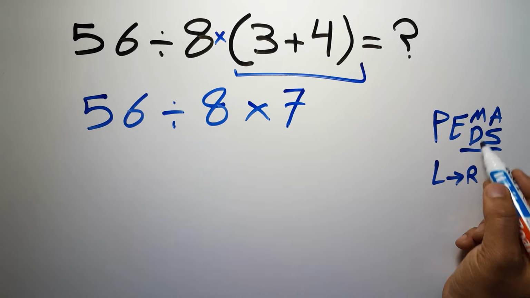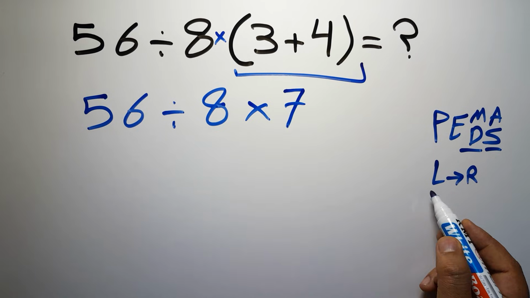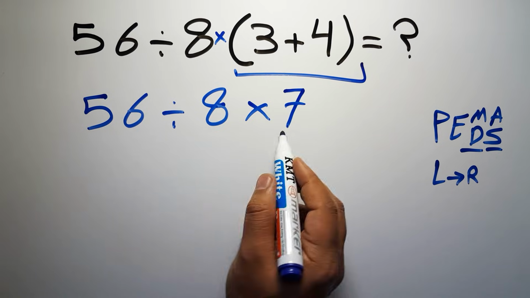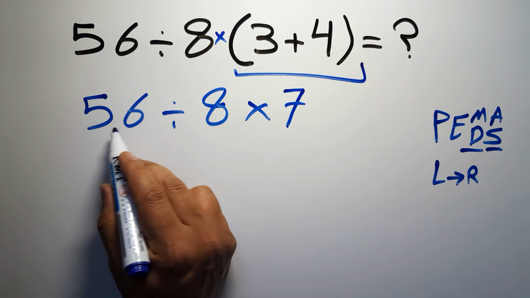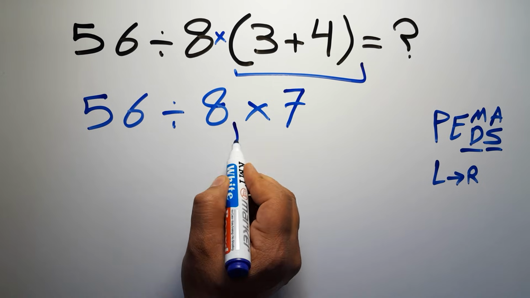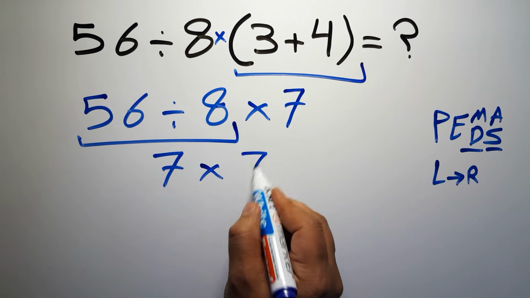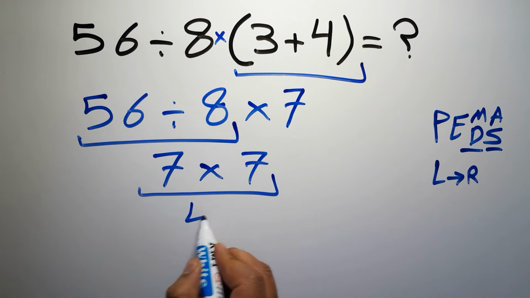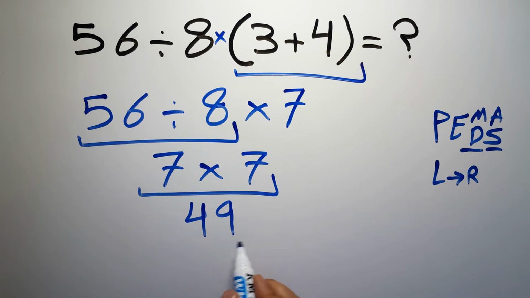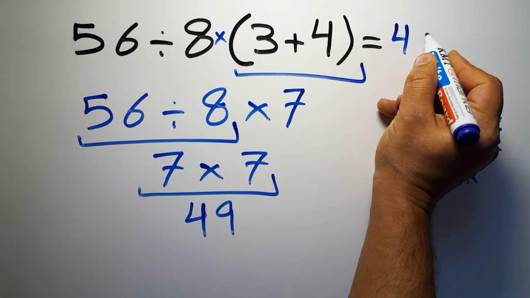As I said, multiplication and division have equal priority and we have to work from left to right. So here, first we have to do this division. 56 divided by 8 gives us 7. So 7 times 7, which equals 49. And this is our final answer to this problem. The correct answer is 49.